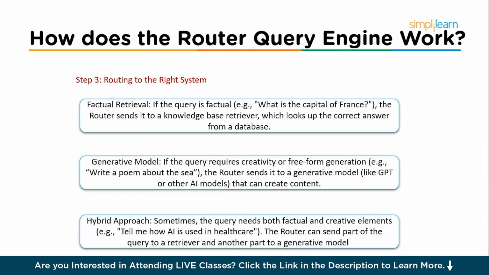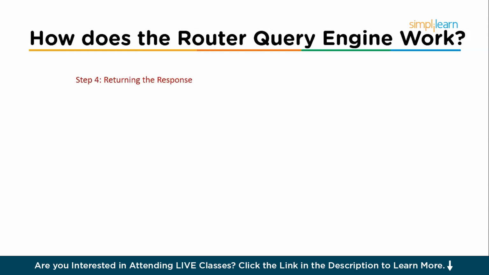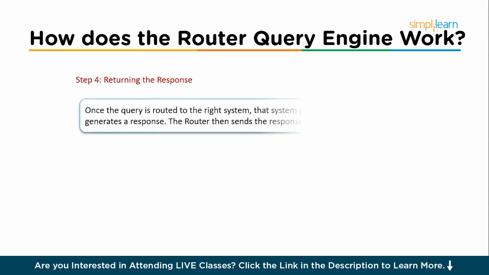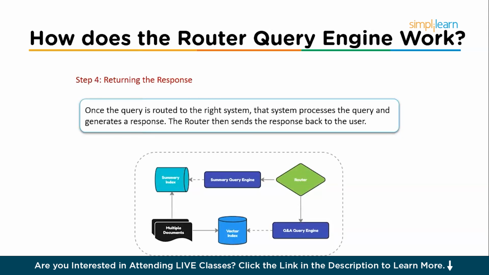Now moving on to the fourth step, we have returning the response. Once the query is routed to the right system, the system processes the query and generates a response. The router then sends the response back to the user. So now, an example of a router query engine in action. Let's work through some examples to see how the router query engine actually works.